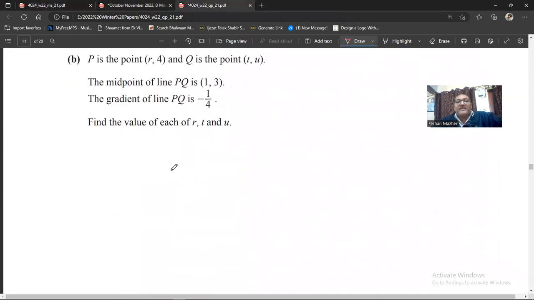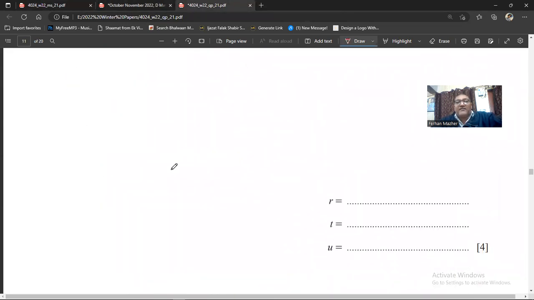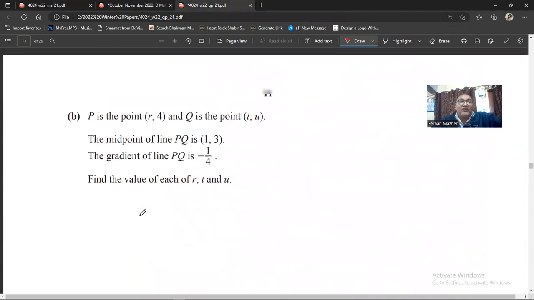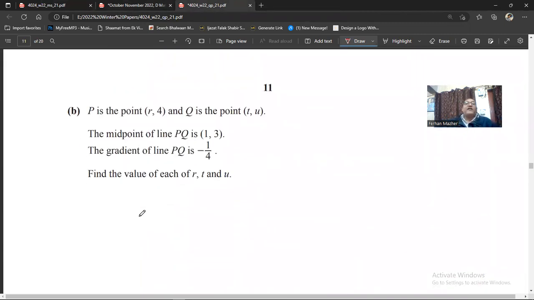Okay, the B part is of 4 marks. He says P is the point (R, 4) and Q is the point (T, U). The midpoint of the line PQ is (1, 3). And then he says the gradient of the line PQ is -1/4. Find the values of R, T, and U.